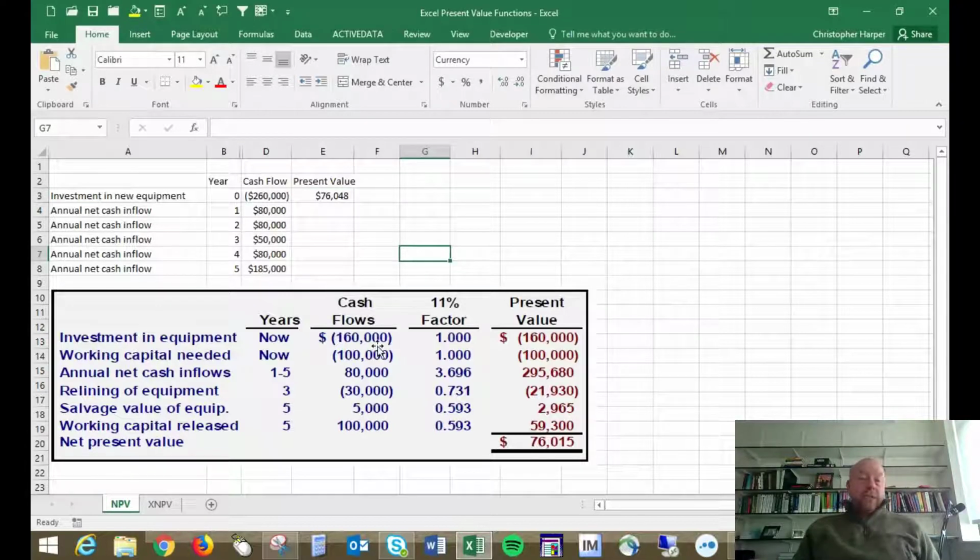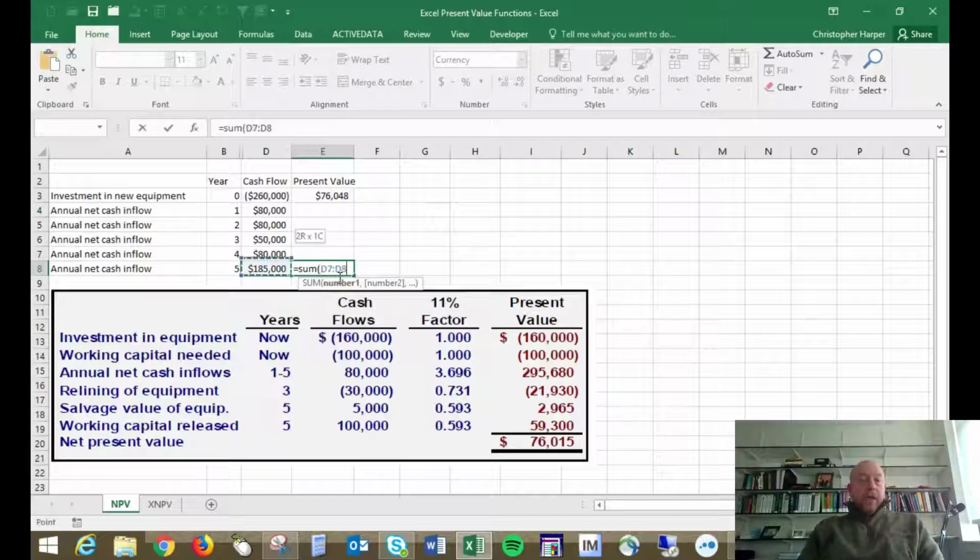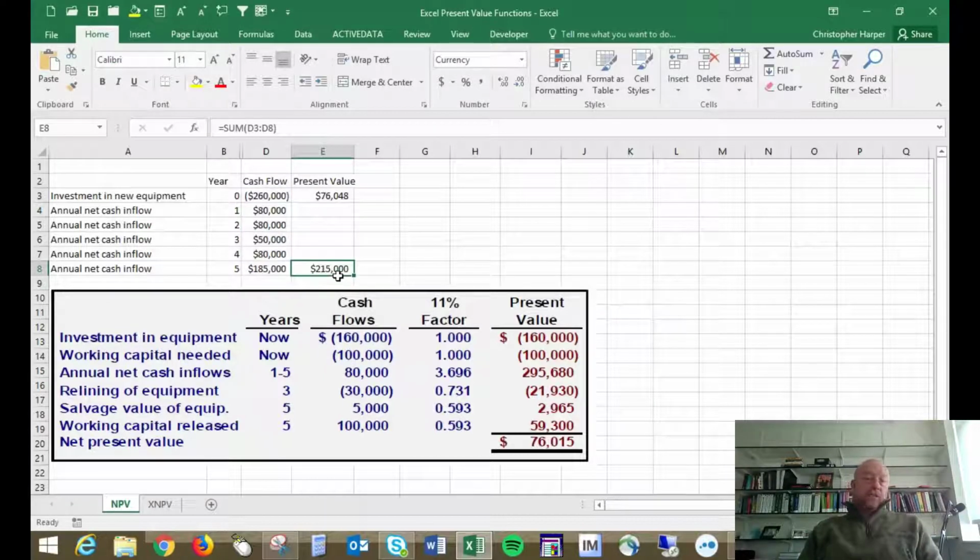But you can see that we had to do a little bit of work combining the annual cash flows to get things to work out. And just for giggles, I will tell you, if you add up these cash flows, it's $215,000. That is the total of these dollars down here as well, assuming that you understand that this line here is really $400,000 because it's $80,000 a year for 5 years.